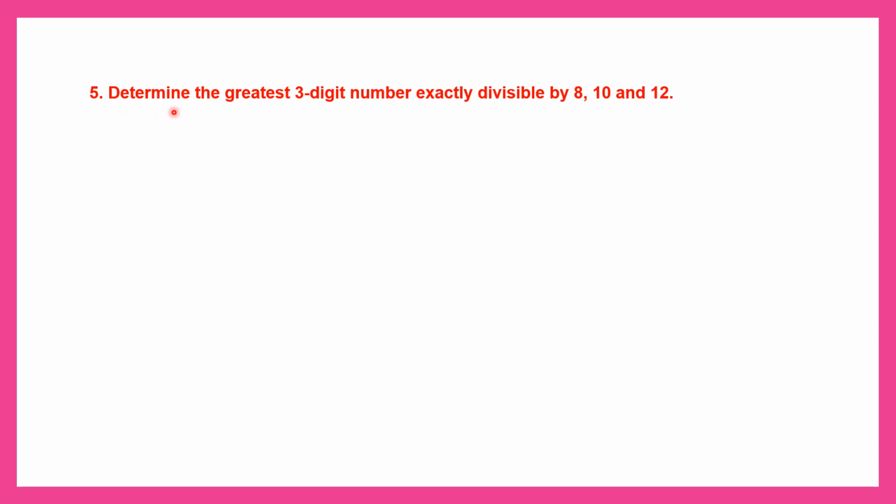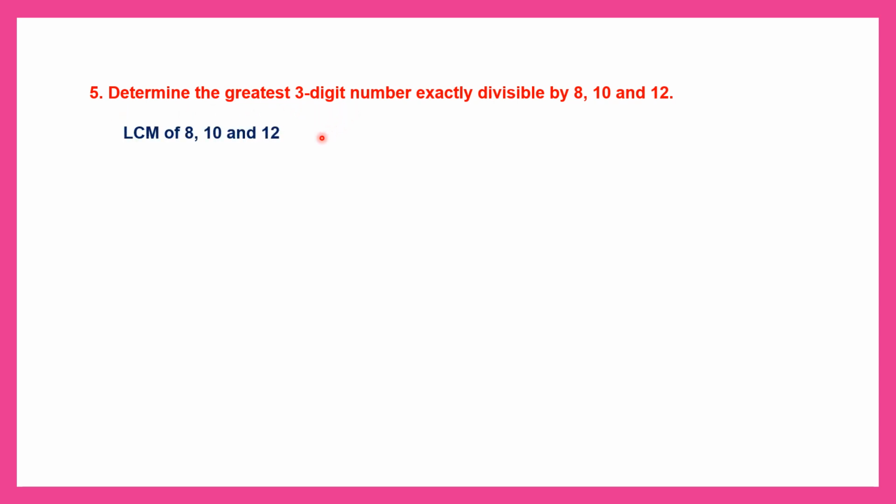Question 5. Determine the greatest 3-digit number exactly divisible by 8, 10 and 12. Now whenever you have a question like this, finding out the number which is exactly divisible by 8, 10 and 12, you have to find the LCM of these numbers. Exactly divisible means you have to find the number that is divisible by these three, and that is by finding out the LCM. That's the first part. Then we'll do the second part here.